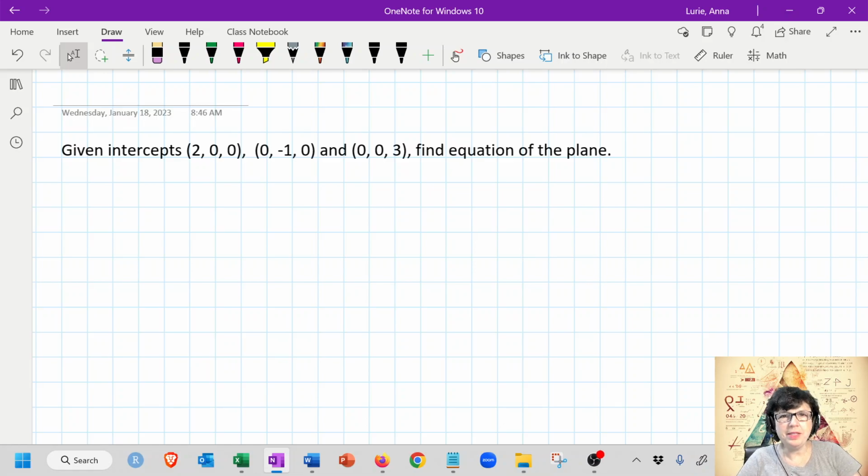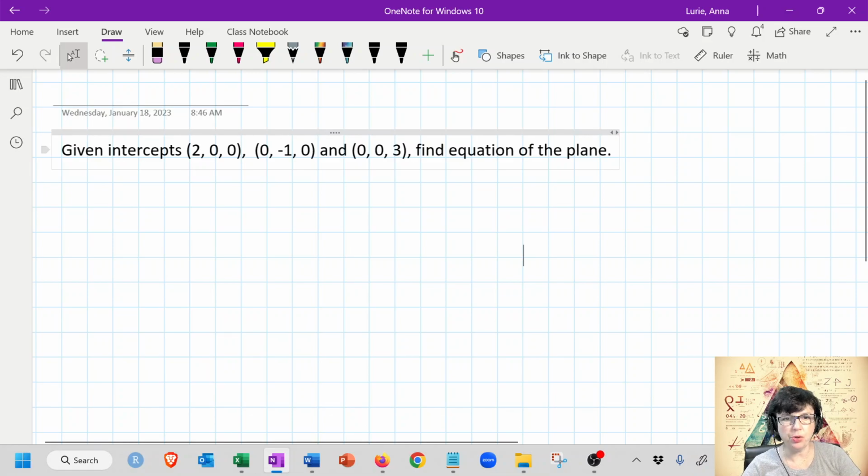Hello everyone, in this video we are going to take a look at how to come up with the equation of a plane given x, y and z intercepts. So in this case it's (2, 0, 0), (0, -1, 0) and (0, 0, 3).